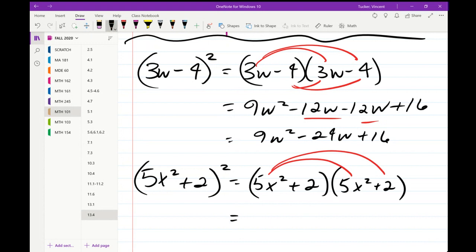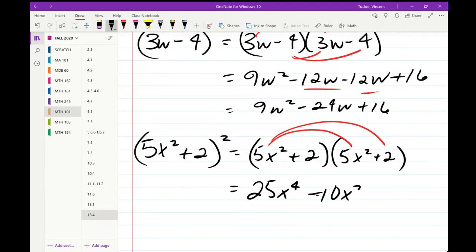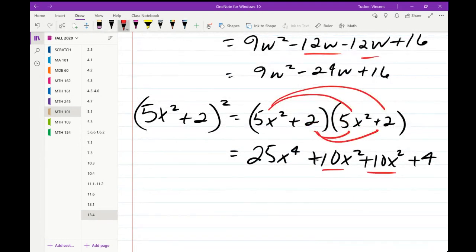So 5x squared times 5x squared is 25x to the fourth. 2 and 2 add up to give you 4. 5x squared times 2 is 10x squared. 2 times 5x squared is going to be 10x squared, and then 2 times 2 is 4 in the back. Like terms, 10x squared plus 10x squared. 25x to the fourth plus 20x squared plus 4. That's our final answer.